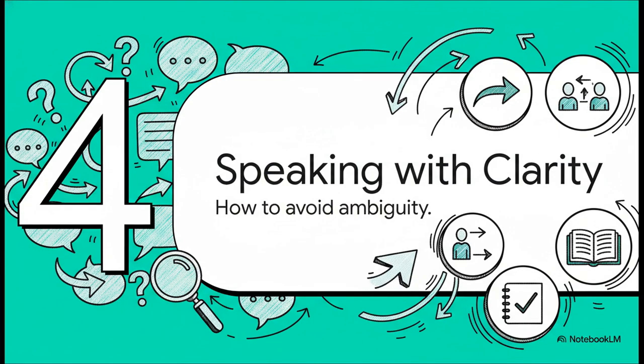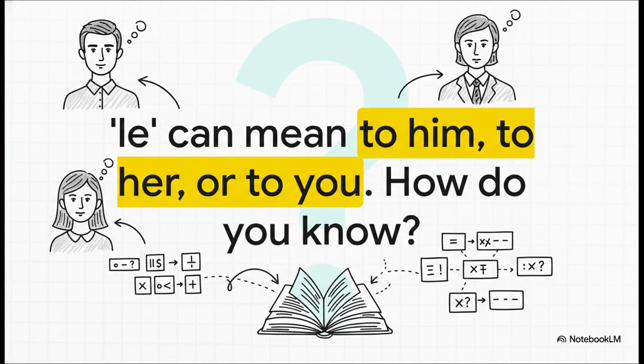Okay, so we've got the placement rules down pat. But what happens when the pronoun itself could mean a few different things? Let's talk about how to be super clear, especially when you're using le and les. And yeah, this is a totally fair question. You see the pronoun le in a sentence. Is it talking about to him, to her, or the formal to you? Without any other clues, how on earth are you supposed to know?